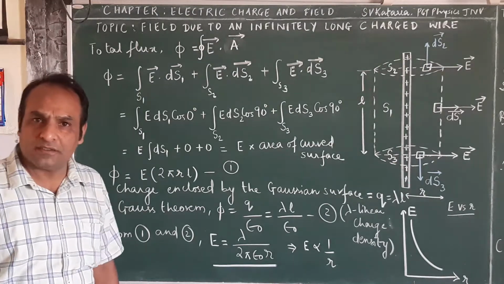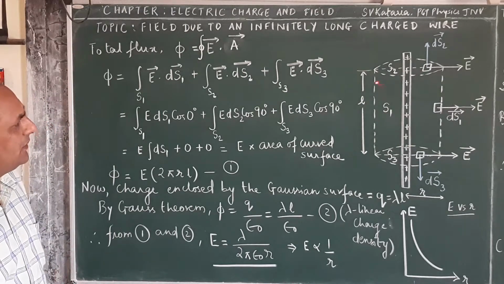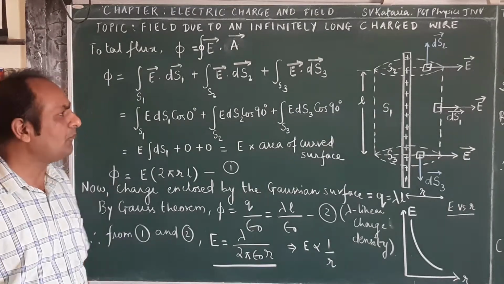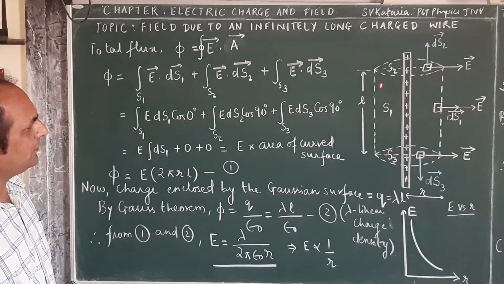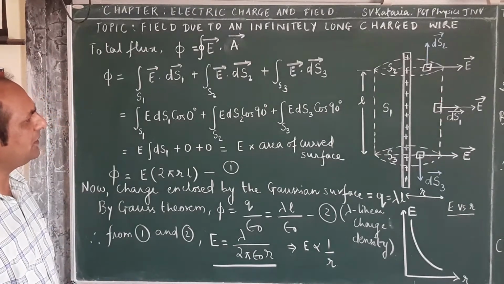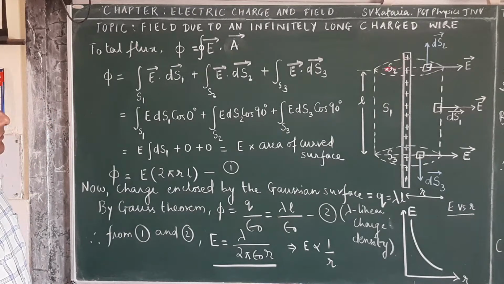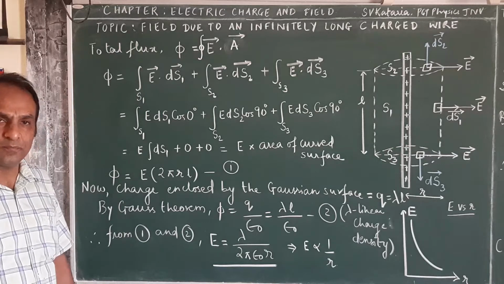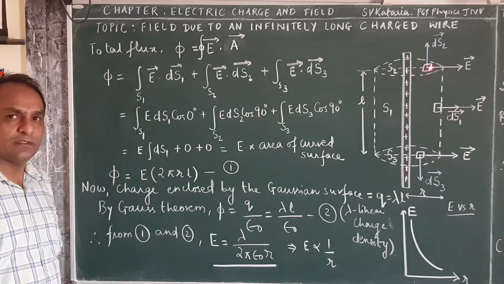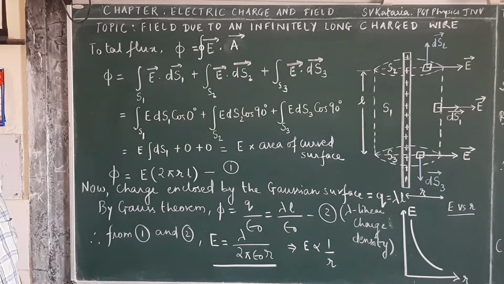For that, as Gauss suggested, we need a Gaussian surface, that is a hypothetical surface, at every point of which the field remains same. So this whole surface is a cylindrical Gaussian surface, and it is divided into three parts. One is S1, the other is S2 and the third is S3. These two are cross-sectional views of the cylinder, that is S2 and S3, whereas S1 is the curved surface.